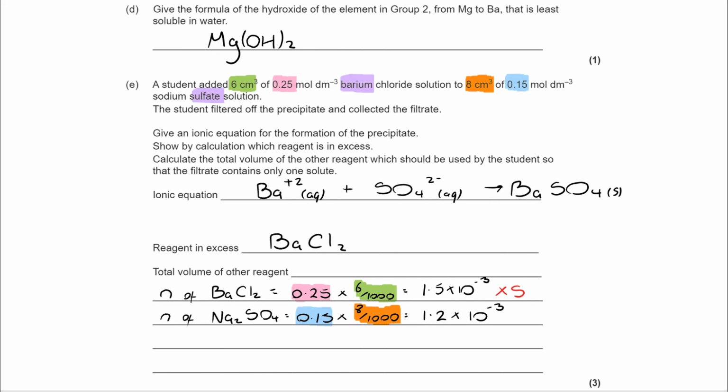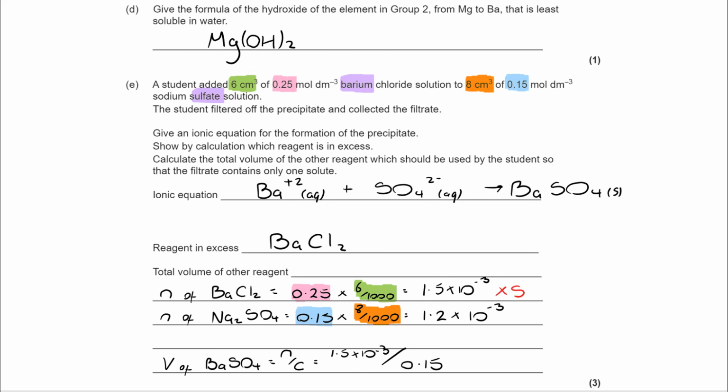Now the next question is, what volume of the sodium sulfate would we need so that we would completely react it, so that nothing was in excess? So that tells us that we are going to need 1.5 × 10^-3 moles of BaSO4 to fully counter the 1.5 × 10^-3 BaCl2.